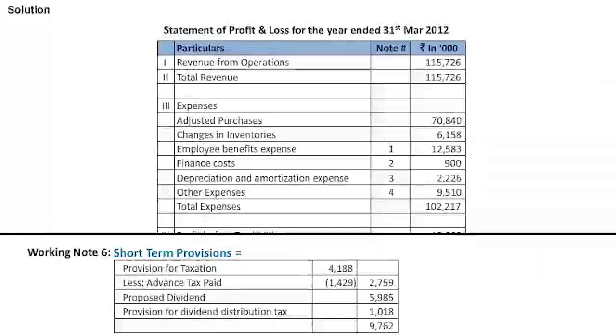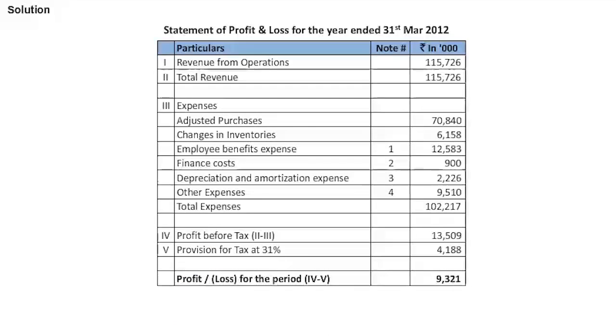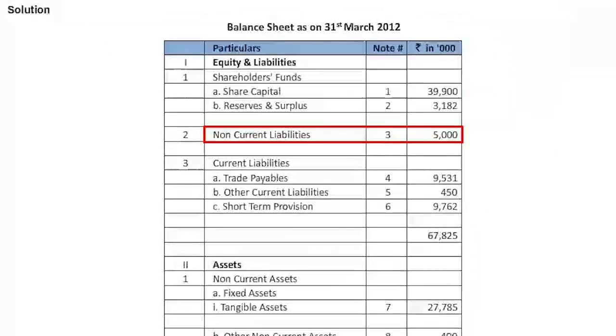Then advance payment of income tax will be basically deducted from your provision for income tax in the balance sheet. So if you go to balance sheet, 1,429 will be basically the advance that you have paid against the provision that you have made. So that is why it will be deducted from the provision. Okay. Then 18% bank loan 5,000, part of your non-current liabilities 5,000.